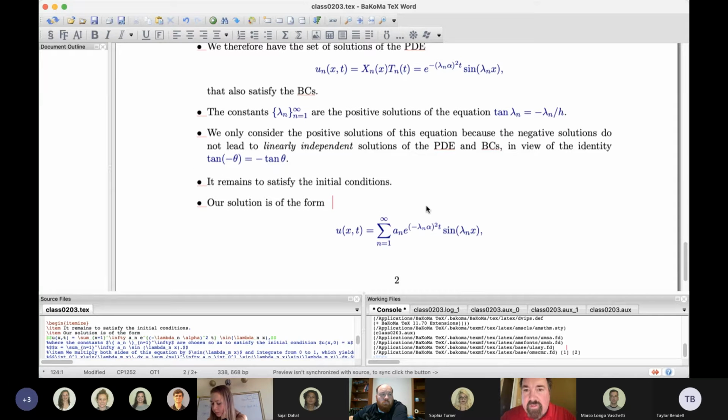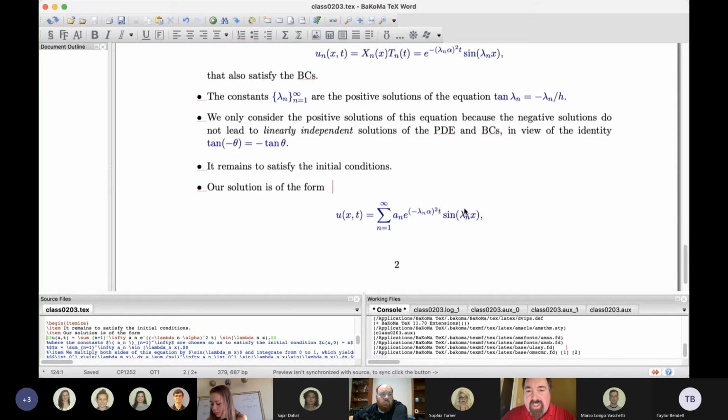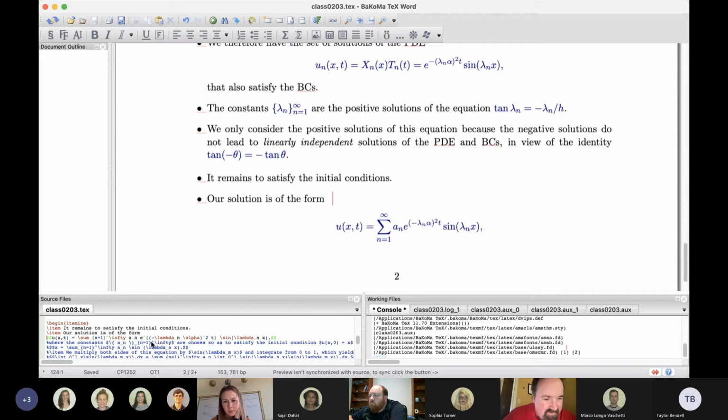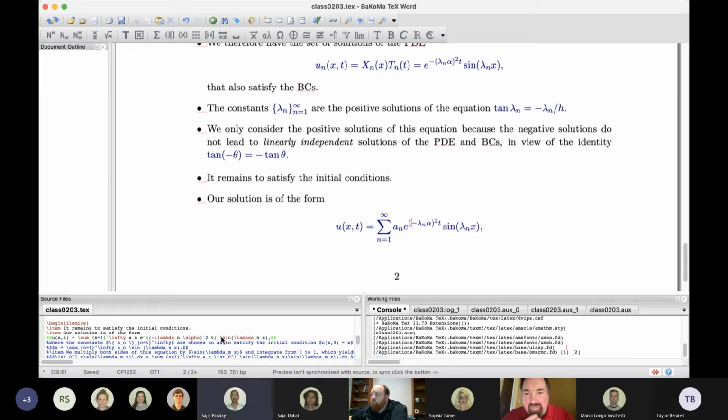Oh, you know what? Can anyone tell me what the typo is in this solution? The minus has to be outside? Yes, it must be outside the parentheses. And it is up here. Just mistranscribed going down there. So fix that. Okay.